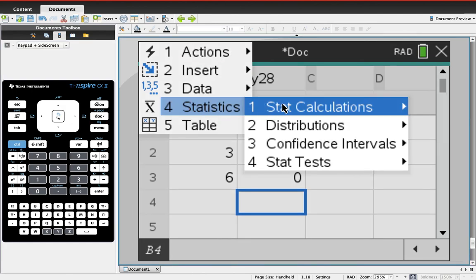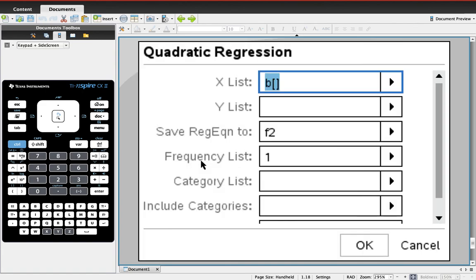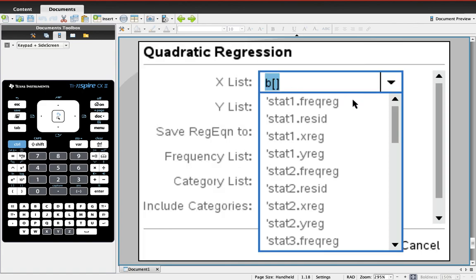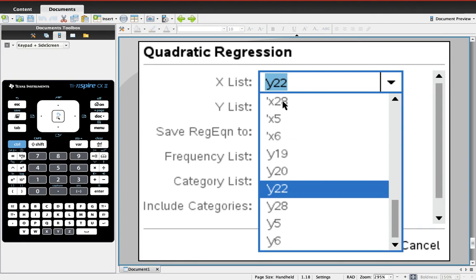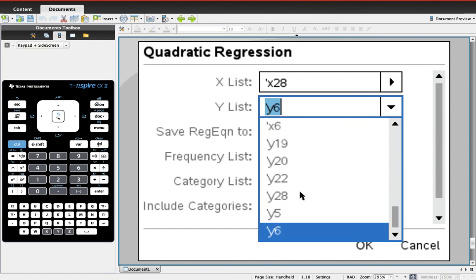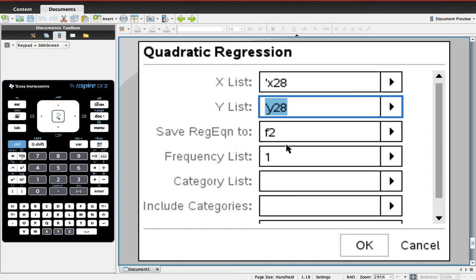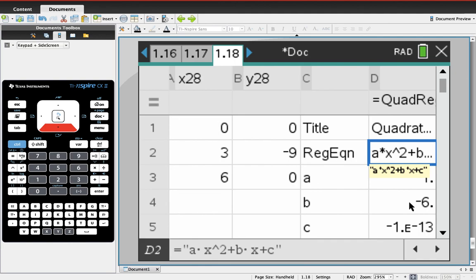Okay, I'm going to go ahead and run that regression. Menu, statistics, stat calculations. This was a quadratic, a U-shaped graph. So I'm going to go ahead and pick my x. Remember what I told you earlier? This list is going to get super crazy. So we want to make sure that we always label them with our question number, x28 and y28. I'm going to call this function 28 as well. I'm going to go ahead and hit OK. And it's going to run a regression.